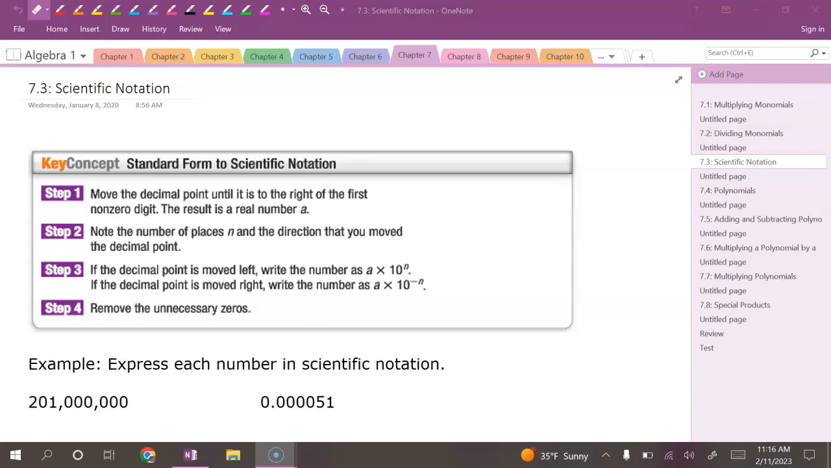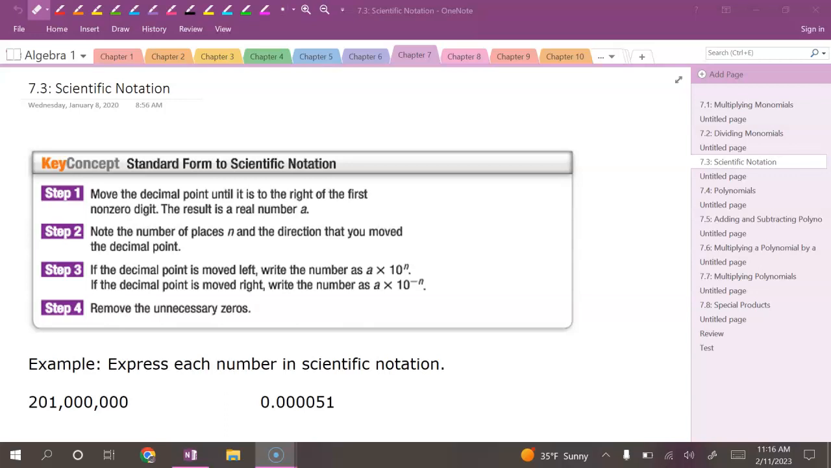Chapter 7, Section 3 is about scientific notation. In this section, we are going to be going over how to write something in scientific notation, how to take something that's already in scientific notation and rewrite it out in standard form, and then we'll also go over how to do some operations with numbers that are in scientific notation, like multiplying and dividing.